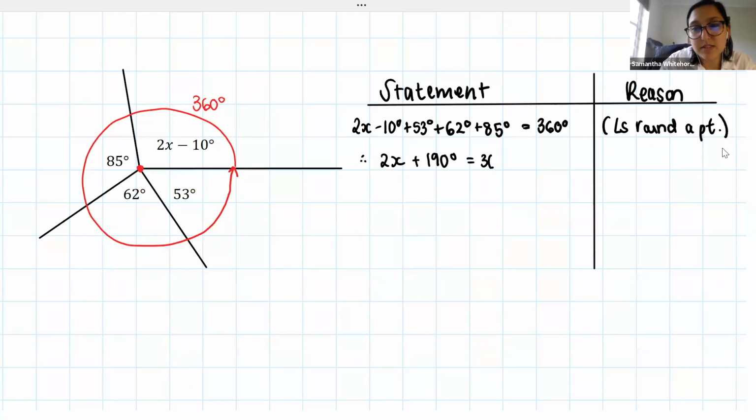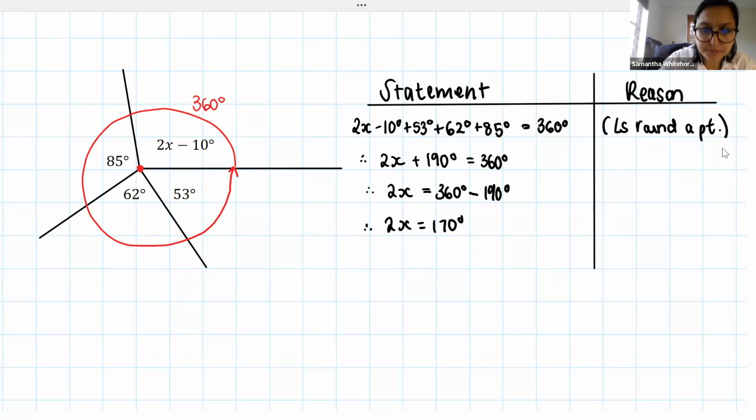Is equal to 360. Inverse operations, I'm now going to say 360 minus 190, and so 2x is equal to 170. Okay. Next thing, guys, is we don't want 2x. We want just x. So we're going to divide both sides by 2. And so x is equal to 85 degrees.